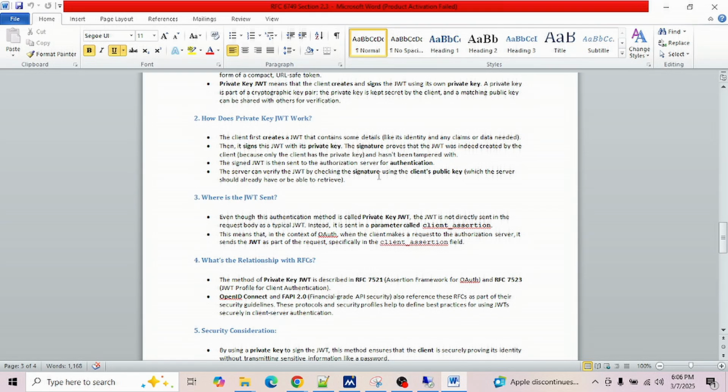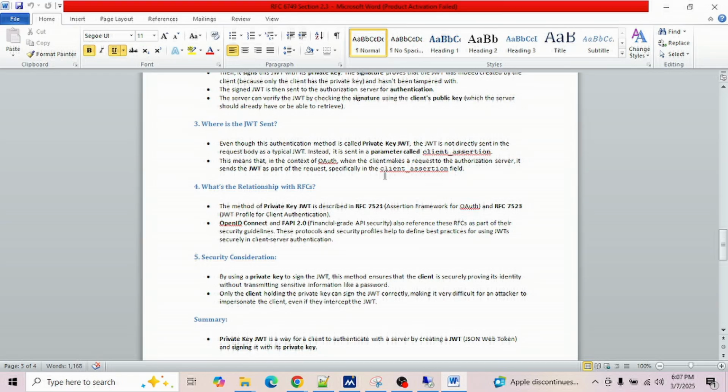This means that in the context of OAuth, when the client makes a request to the authorization server, it sends the JWT as a part of the request, specifically in the client_assertion field. So when the client signs the token and sends it to the authorization server, it's not sent the way we typically see in the body. It's sent in the parameter called client_assertion, and the authorization server, having the client's public key, uses it to verify the signature.